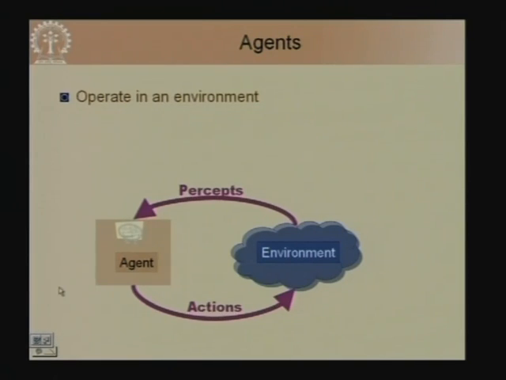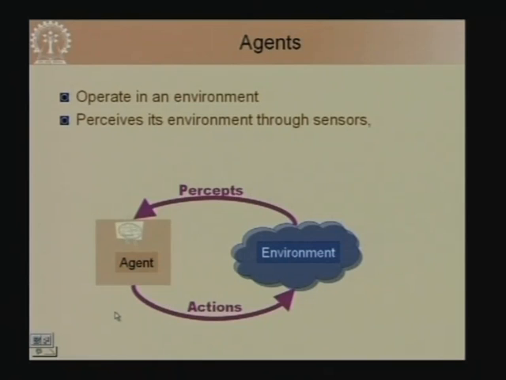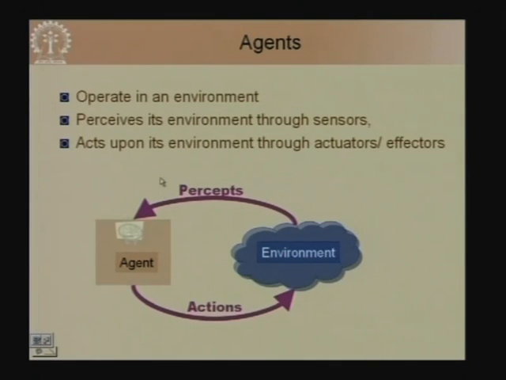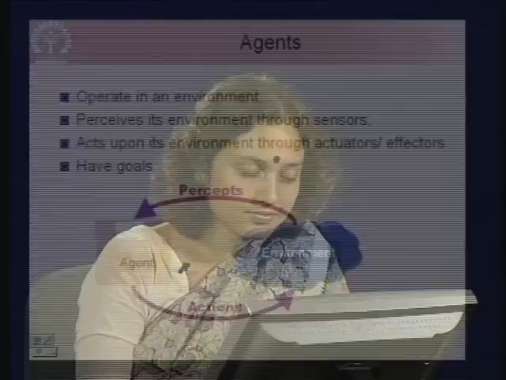So, we see that the agent does the following things. The agent operates in an environment. The agent perceives its environment through its sensors. The agent acts upon the environment through actuators or effectors, and also the agent has goals. Goals are the objectives which the agent has to satisfy, and the actions that the agent will take will depend upon the goal that it wants to achieve.